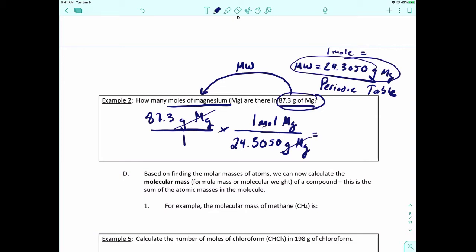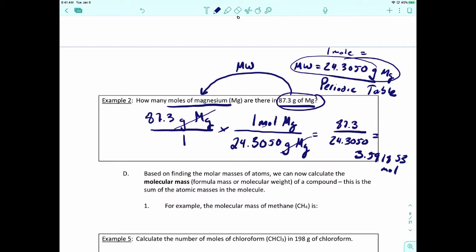Okay, so what I'm going to do math-wise is that I take 87.3 and divide it by 24.3050. Okay, and so if I do that math, the number I get is 3.591853 moles. That's great.